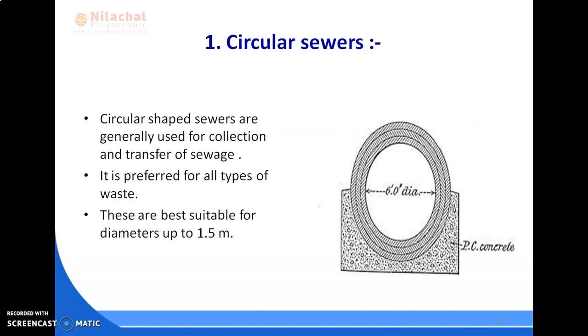So, the first one, circular sewers. Circular shaped sewers are generally used for collection and transfer of sewage. It is preferred for all types of waste. These are best suitable for diameters up to 1.5 meter. Basically, circular sewers are mostly used for carrying the sewage of a town or a city.